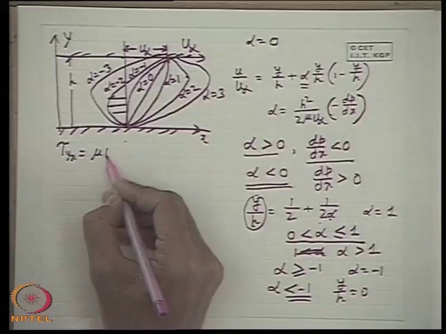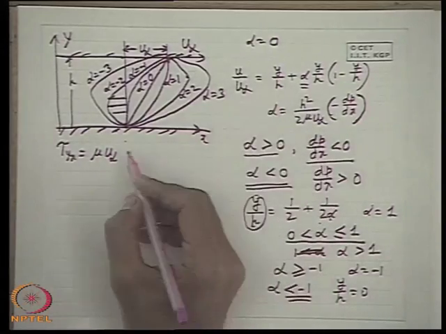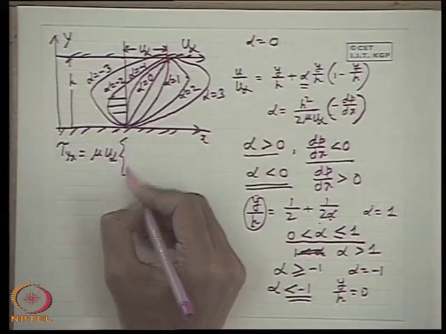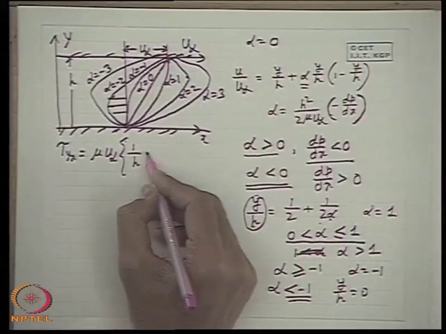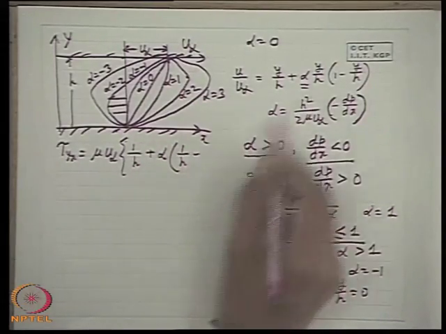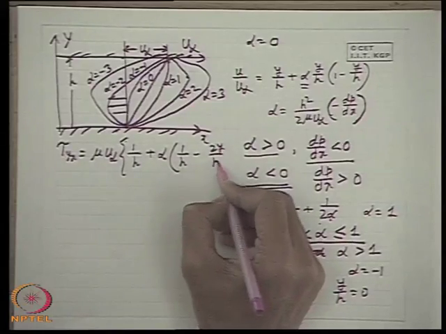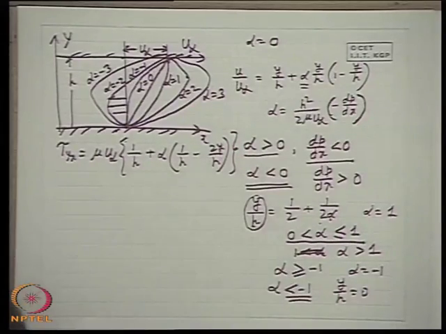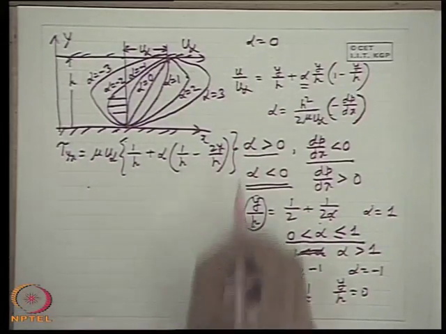So mu u infinity. If you make du dy, it will be 1 by h plus alpha into 1 by h minus y square, 2y by h. So simply this is the expression for the shear stress.